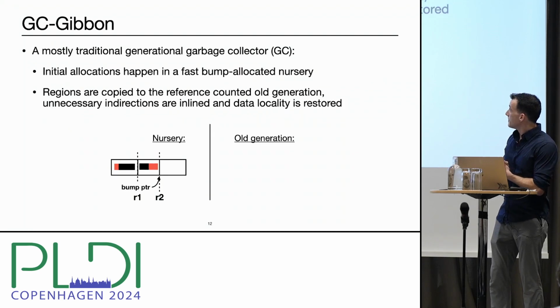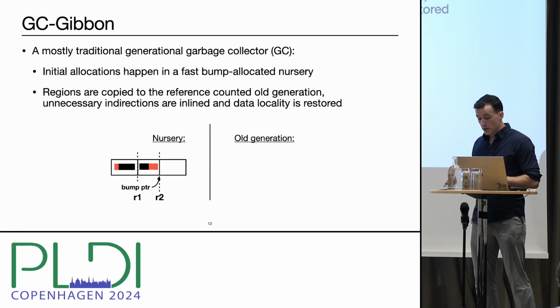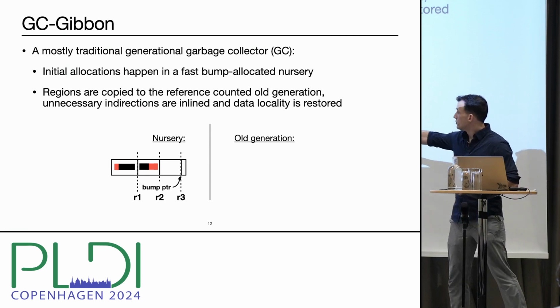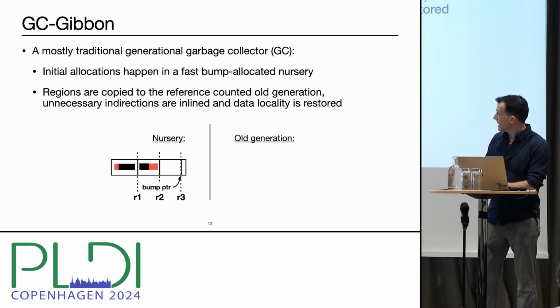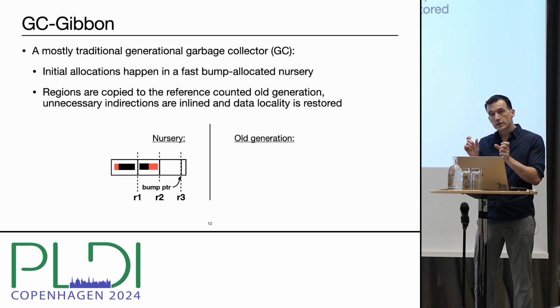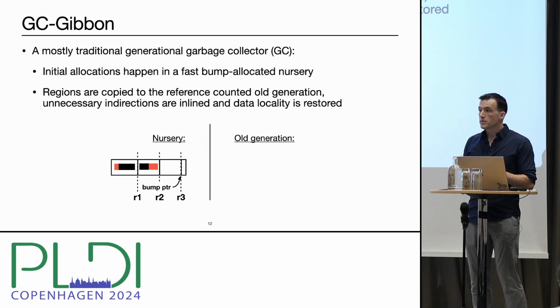So first, I mentioned it's largely traditional. So this means we're bump allocating into a nursery. The nursery is one big space here. And what we're bump allocating are essentially little mini regions. They could be as big as needed.